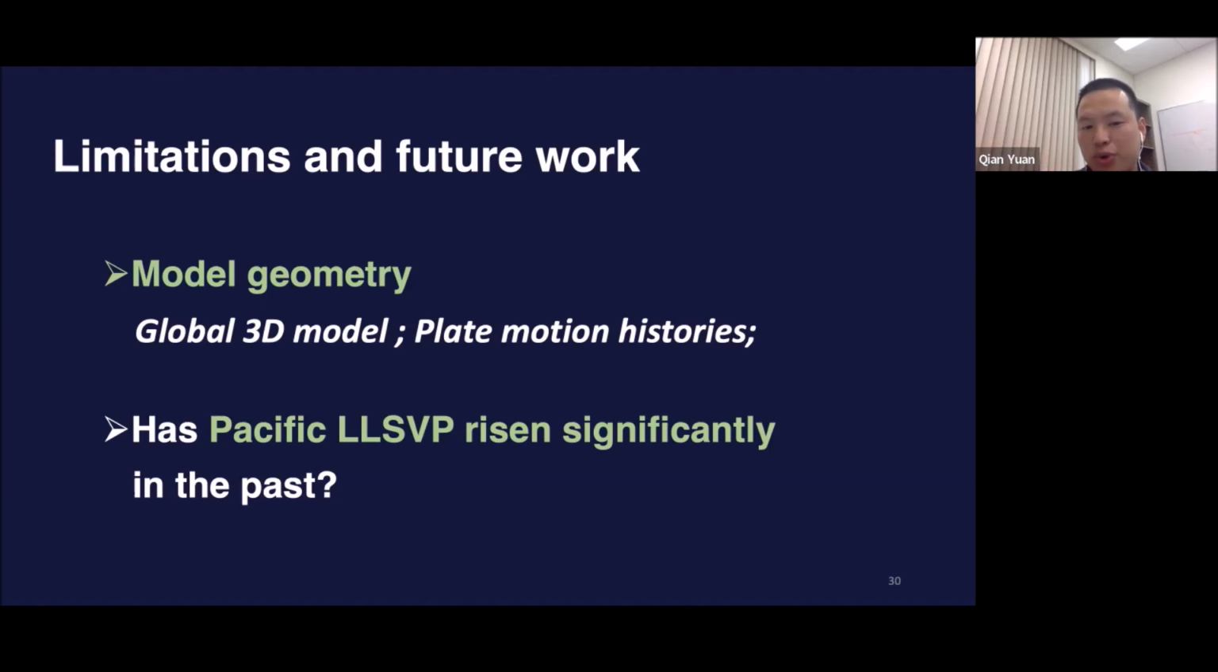Because with degree 1 and degree 2 structures, the superupwelling caused by the supercontinent can be mostly thermal. So it may have implications. If the Pacific LLSVP has never risen significantly, and the seismic evidence already shows the African one rose significantly, that can say a lot about whether the two LLSVPs have different density, and whether these LLSVPs are mobile or not mobile.